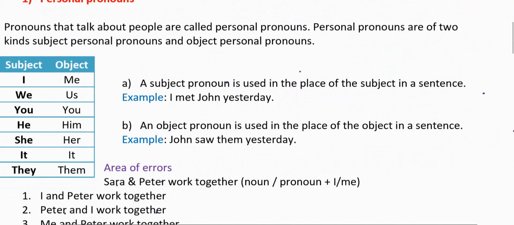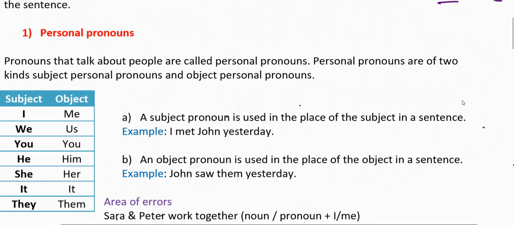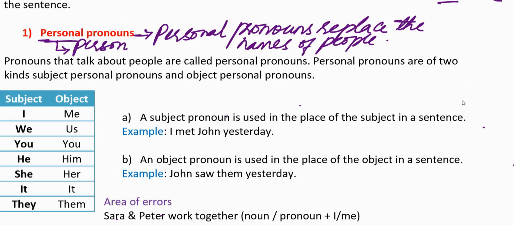Now that we have understood what a pronoun is, let us look at the first kind of pronoun, which is the personal pronoun. As the name suggests, personal refers to person. Personal pronouns talk about people. Now the personal pronouns are of 2 kinds: subject personal pronouns and object personal pronouns. I have given in the box here what are subject pronouns and what are object pronouns. Subject pronouns here, as you can see, are I, we, you, he, she, it, they. Object pronouns, on the other hand, are me, us, you, him, her, it, them.